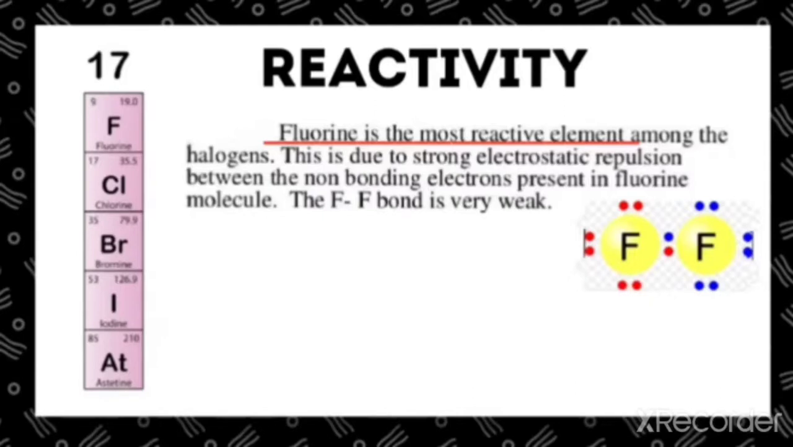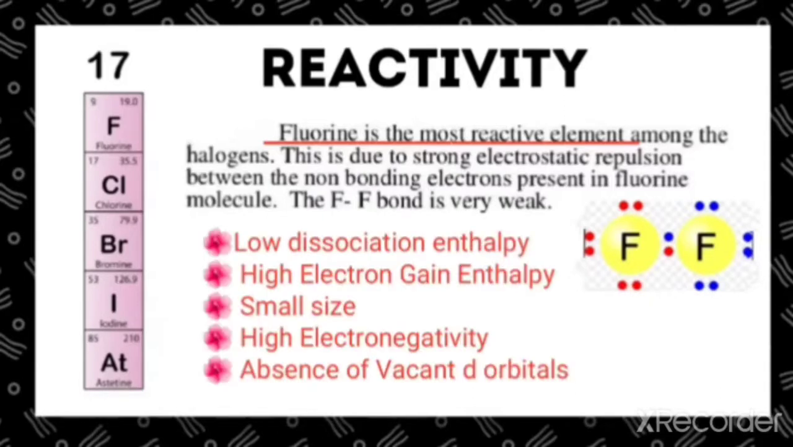So fluorine shows extremely different properties from its own members, that is, the anomalous properties. That is due to some points like low dissociation enthalpy, high electron gain enthalpy, small size, high electronegativity, and absence of vacant d orbitals. So these are the points.